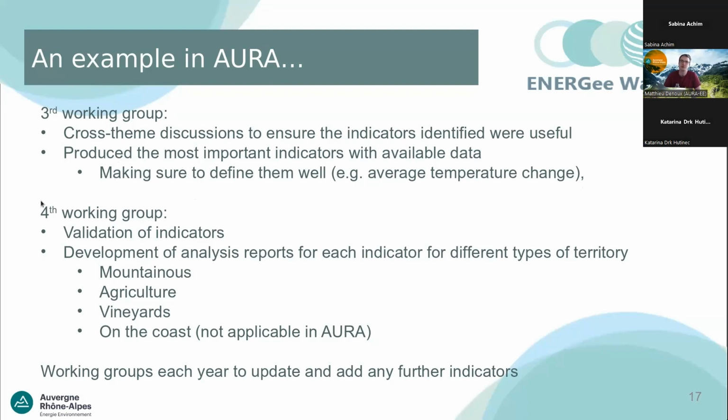And so finally, we created a fourth working group to validate the indicators that we created and to create some analysis reports for the various kinds of territories. So mountainous, agriculture, vineyards, the coast, but it was not for our case. And so we had reports based on the indicators for every territory in the region, with some information about their situation and what could happen in the future.